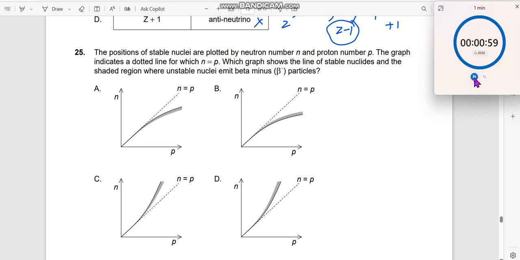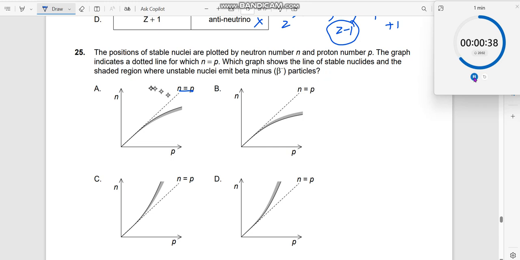Question number 25. The positions of stable nuclei are plotted by neutron number N and proton number P. An N-P graph is shown. The graph indicates a dotted line for which N equals P. This line is shown. Which graph shows the line of stable nuclides and the shaded region?